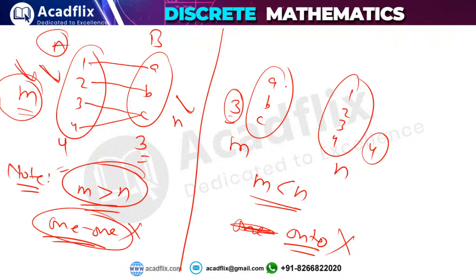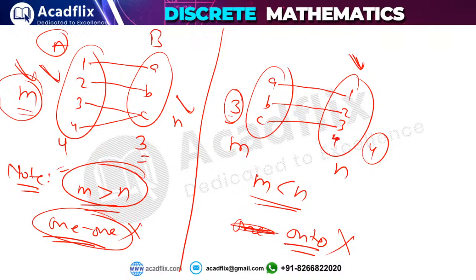Why? Let's try to make an onto function. Onto function says that every element of the codomain must have a pre-image. Basically, every element of the codomain must be covered. So let's try to cover every element. Let's cover this 2. Let's cover this 3. Now you cannot cover 4.